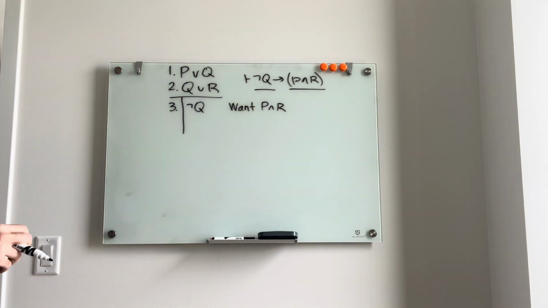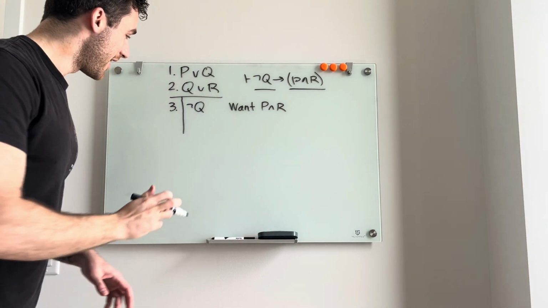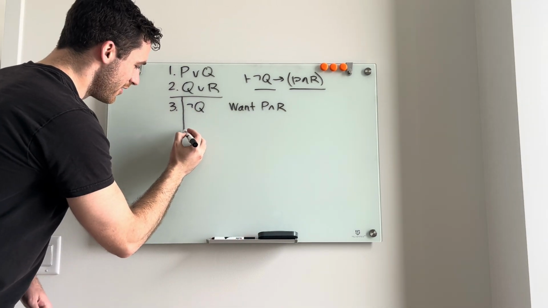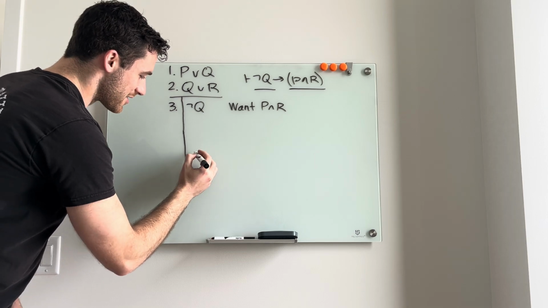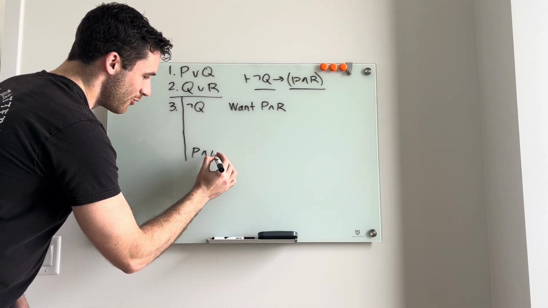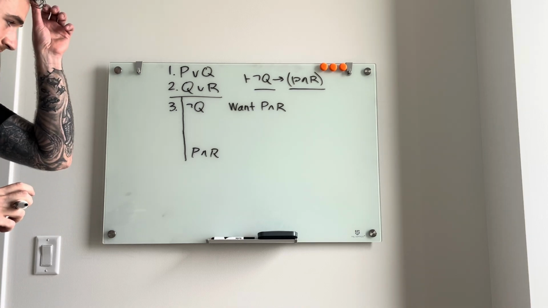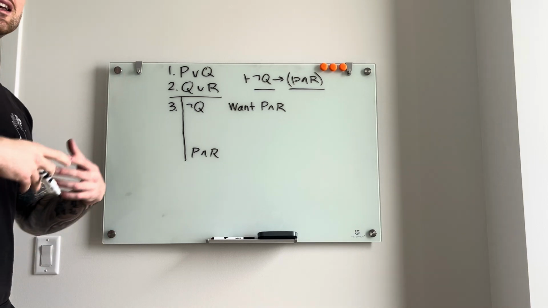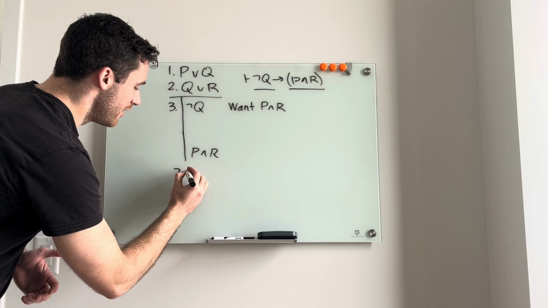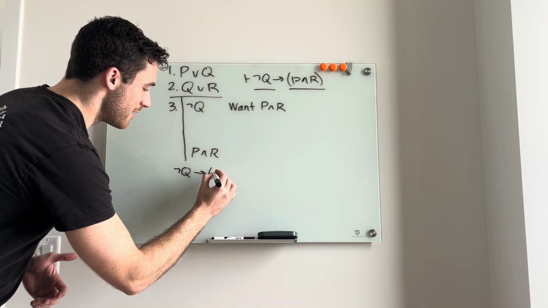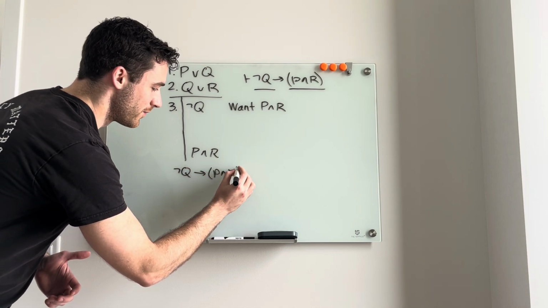So here's what we need to happen, okay? Inside this subproof, we need to do a couple steps, and somewhere down here, we want to get this sentence P and R written down. Once we're done with that, we can exit this subproof and write negation Q implies P and R.